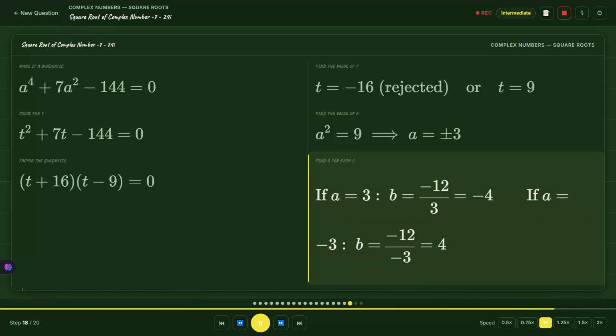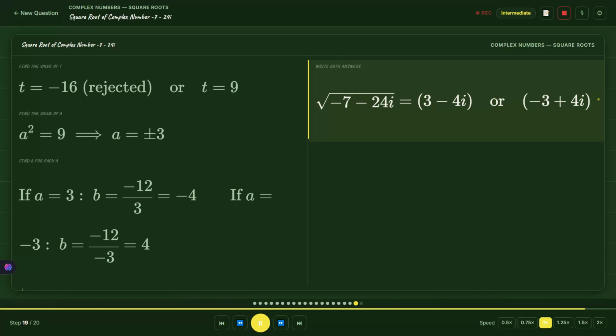Now let's find b using our formula b equals -12 over a. When a is 3, b is -12 over 3, which is -4. When a is -3, b is -12 over -3, which is +4. So our two answers are 3 minus 4i and -3 plus 4i. Notice they are just the plus and minus versions of each other, just like how the square root of 9 is plus or -3.